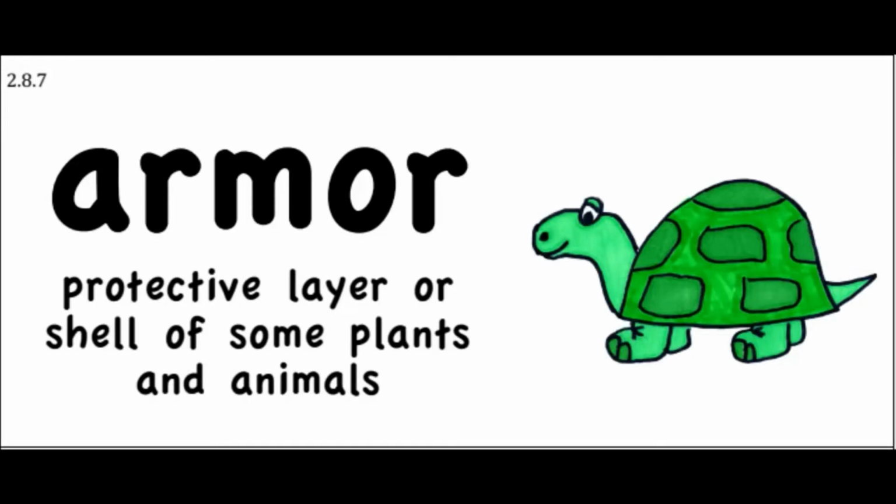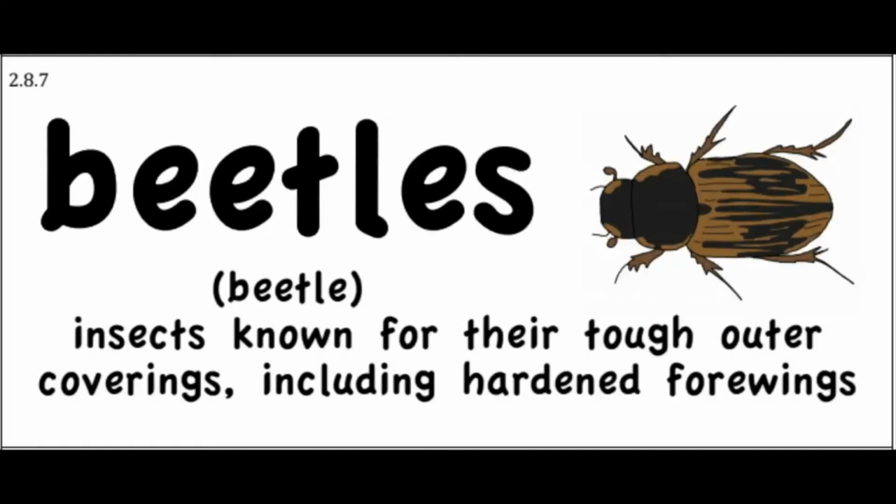Armor. Armor is a protective layer or a shell. For example, a turtle's protective shell provides heavy armor against its predators. Beetles. Beetles are a type of insect with tough outer coverings and hard forewings.